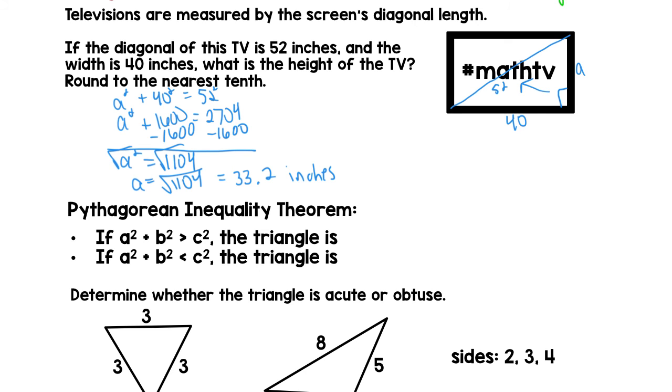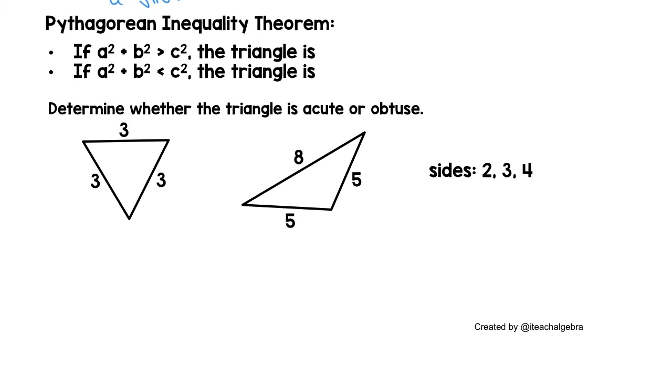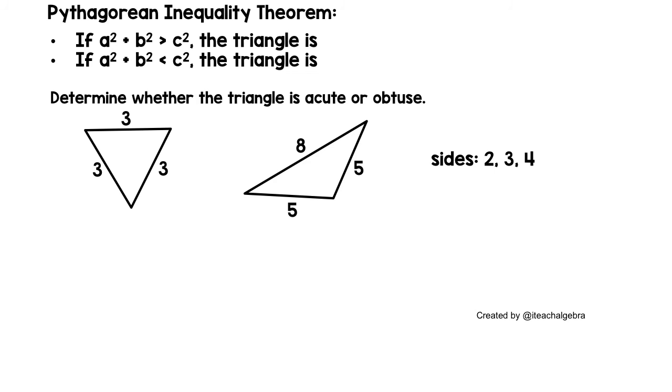Super duper. Last little bit here. Pythagorean Inequality Theorem. If A squared plus B squared is greater than C squared, the triangle is acute. Acute meaning the angles are all less than 90. If A squared plus B squared is less than C squared, the triangle is, you guessed it, obtuse, where it has at least one angle that is more than 90.